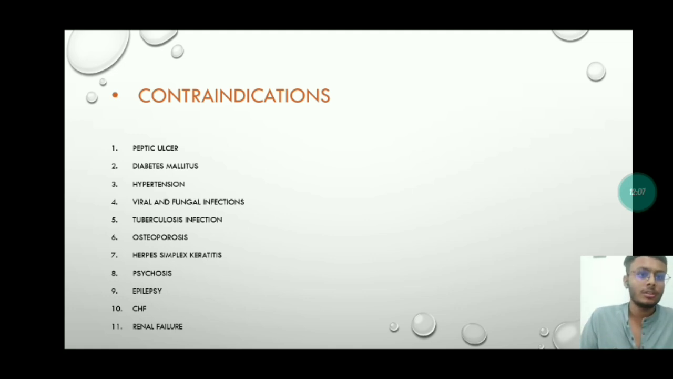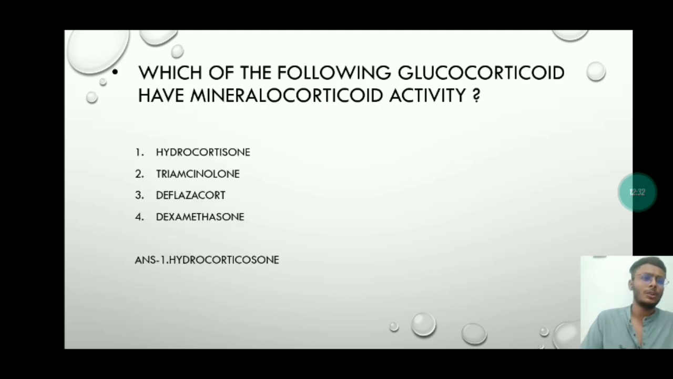First contraindication is peptic ulcer, second diabetes mellitus, third hypertension, fourth viral and fungal infection, fifth is tuberculosis infection, sixth is osteoporosis, seventh is herpes simplex keratitis, eighth is psychosis because it already leads to psychosis, ninth is epilepsy, tenth is CHF, and eleventh is renal failure. So now the topic is over.